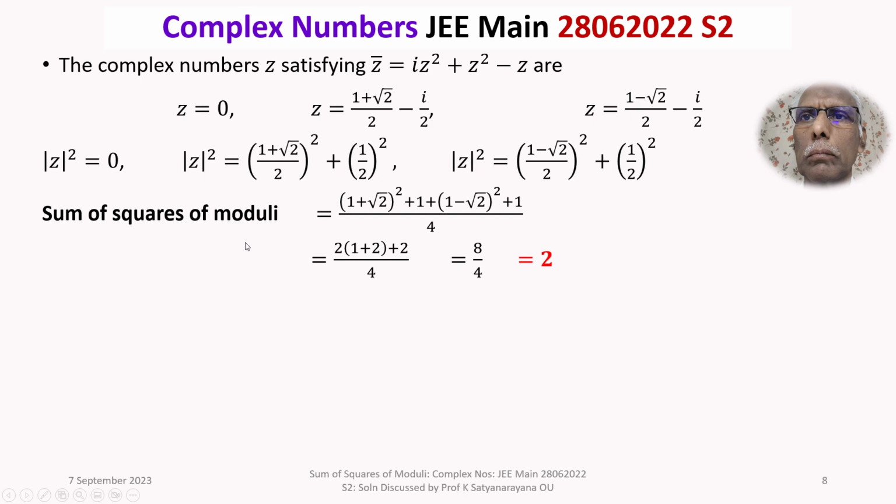Thus the sum of the squares of the moduli of the solutions of the given complex equation is 2. So the answer to this question is 2, and that is the detailed discussion of the solution of a problem from the section complex numbers.